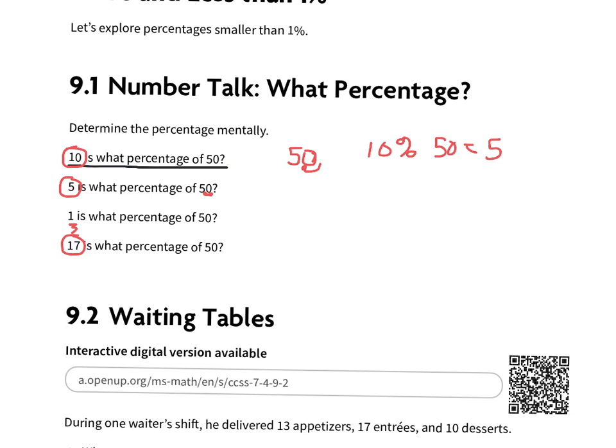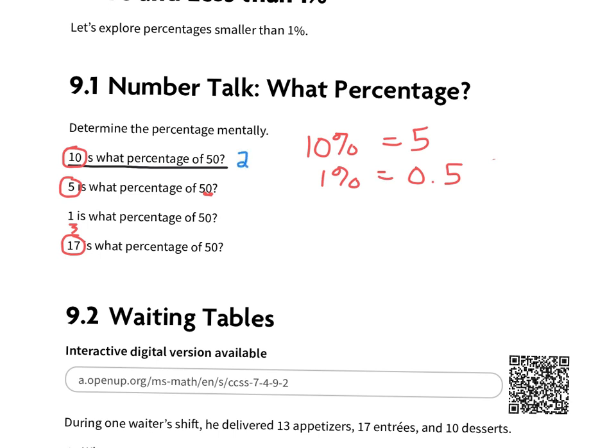Here's how I think of these. 10 is what percent of 50? Again, I find 10% of 50 and I base everything off of that, or off of 1%. 10% of 50 is 5. 1% of 50 would be 0.5. And if I know those things, I can find anything else. 10 is what percent of 50? Well, let's see, that would be 5 times 2, which is 20%.